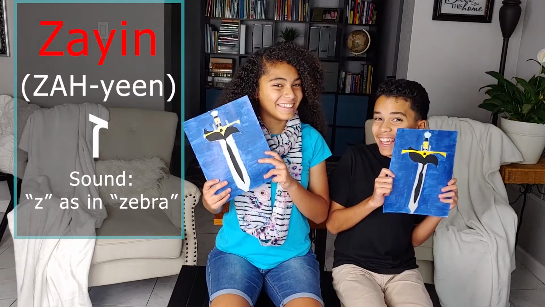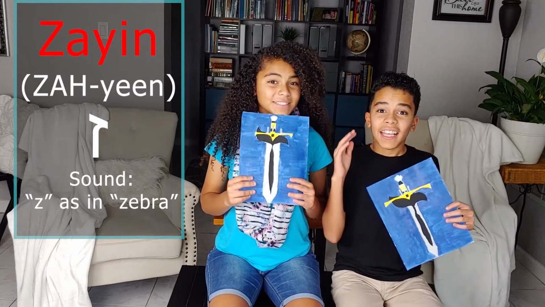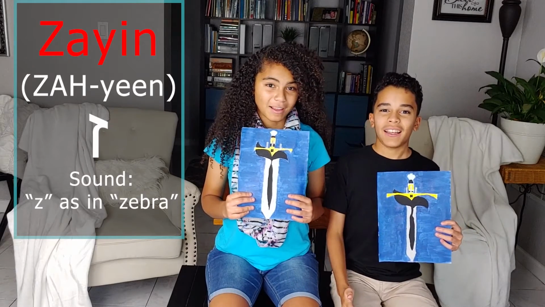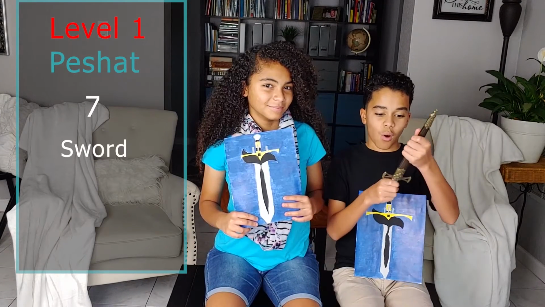Hey guys! Today we're going to be talking about the Zayin! Zayin makes the Z sound, like in zebra. The Peshat level of understanding for this letter is that its numerical value is 7 and it means sword.